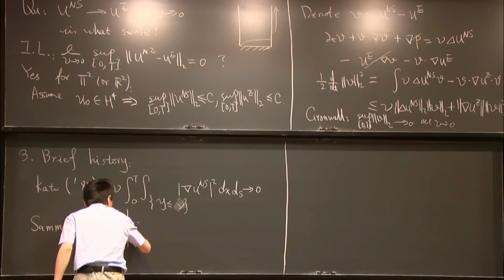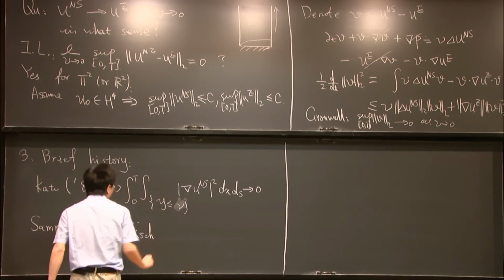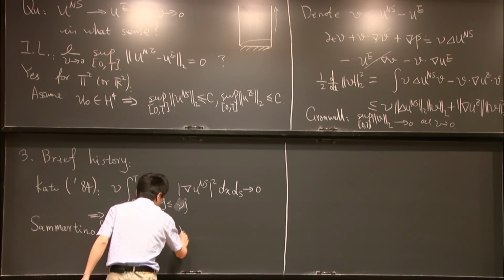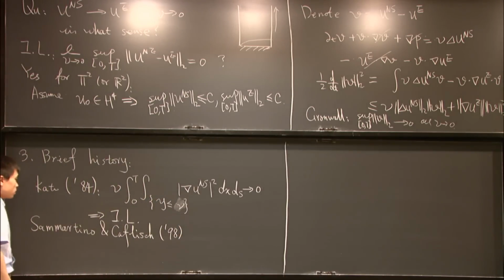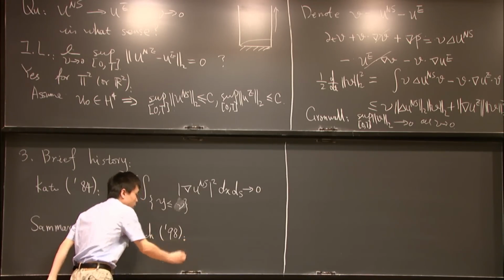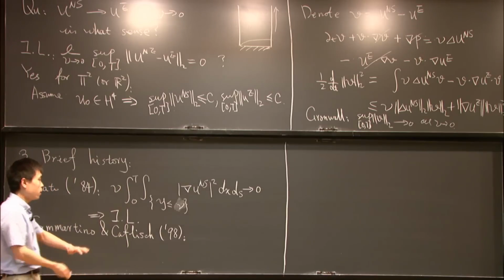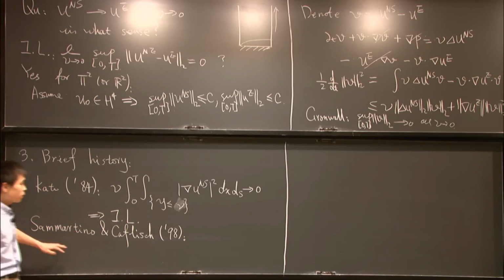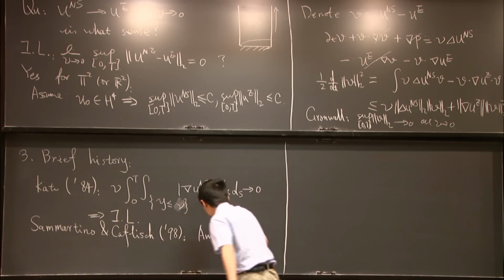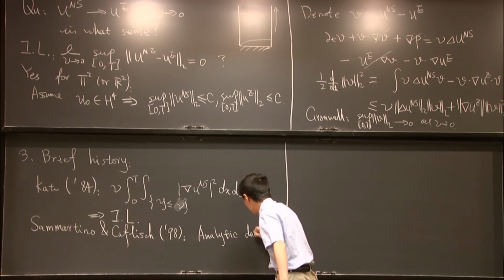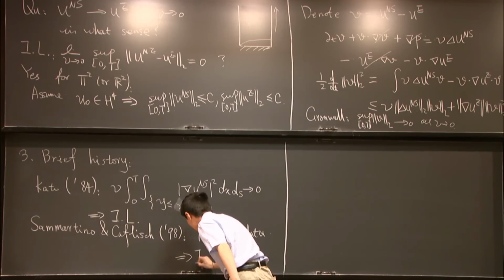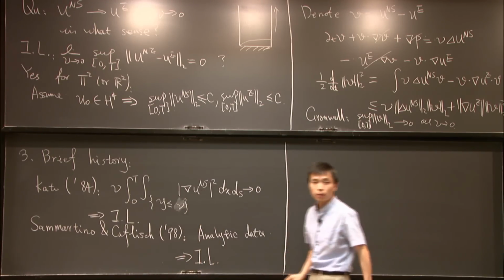So here this another breakthrough is by this Sammartino and Caflisch. This is 1998. For this breakthrough, they are not giving some criteria anymore. They prove that if your initial data is analytic, analytic initial data would imply that you have this inviscid limit problem.